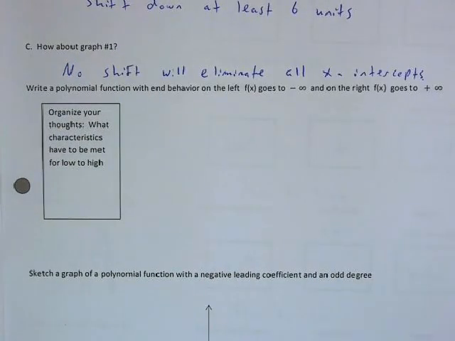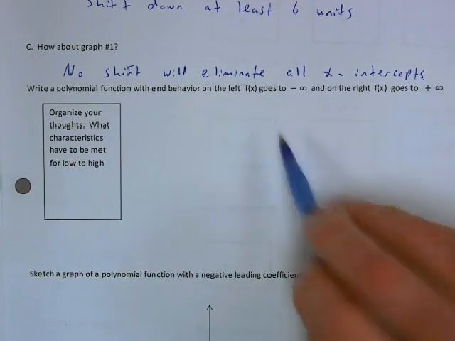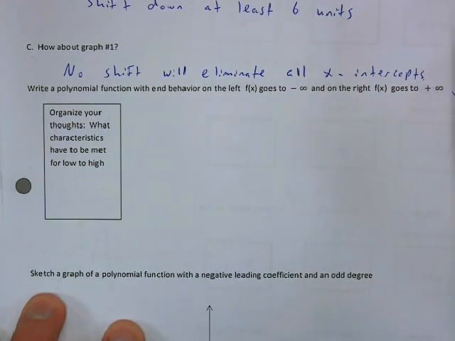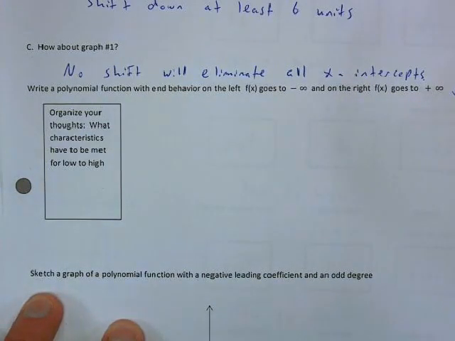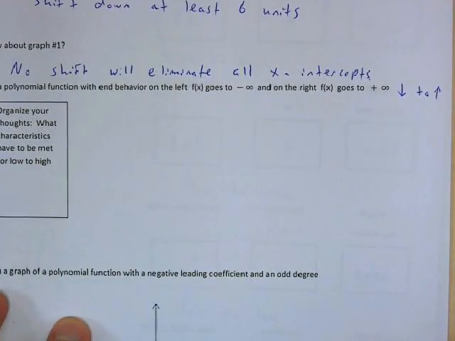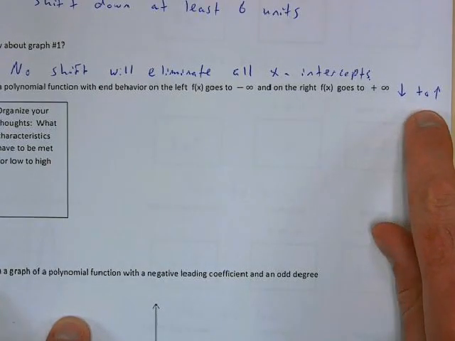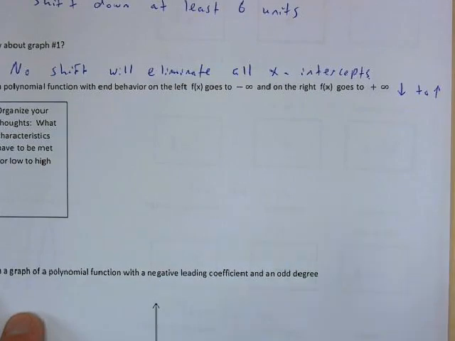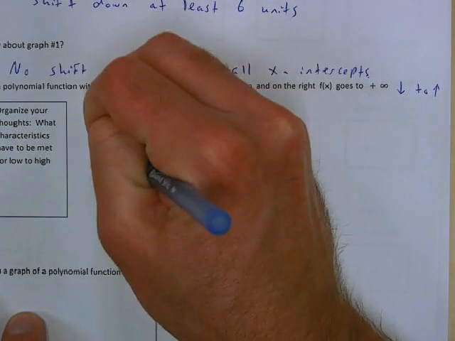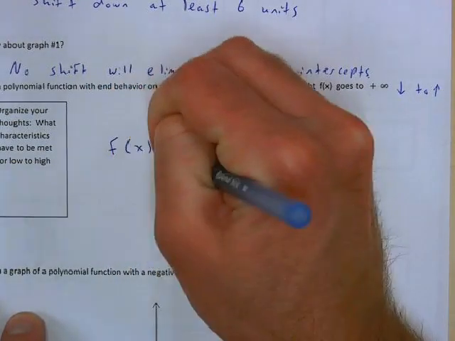All right, next, write a polynomial function, and polynomial is just basically the name of one of those big equations. Okay, but write a polynomial function with end behavior on the left for my y values that goes to -infinity. So in other words, it goes from low to, and then my y values on the right goes to +infinity. So low to high. So that's basically what we want, is an equation that goes from low to high.